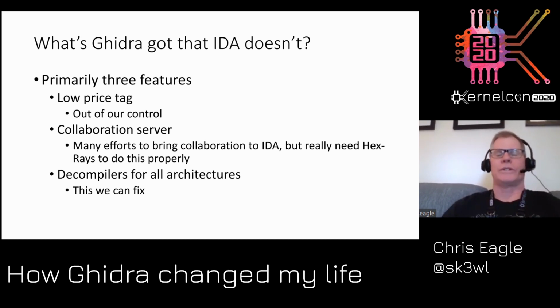The last one, and what is going to really drive the rest of the talk, is the decompilers. Everybody raves about the decompilers. Among other things, that's another cost component with IDA. So if you want their decompilers, you have to pay for them. And in fact, you have to pay per architecture that they support. And with the decompilers, they don't support all architectures that IDA supports on the disassembly side.